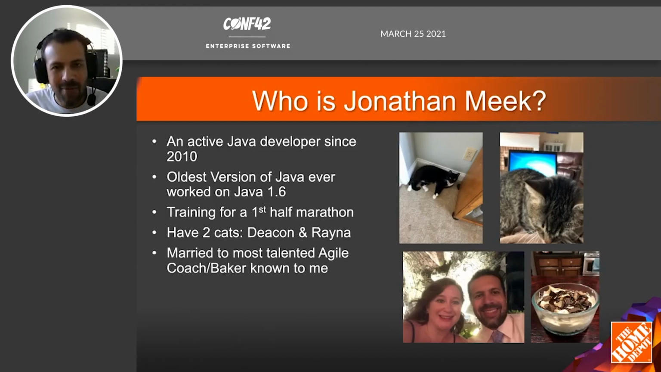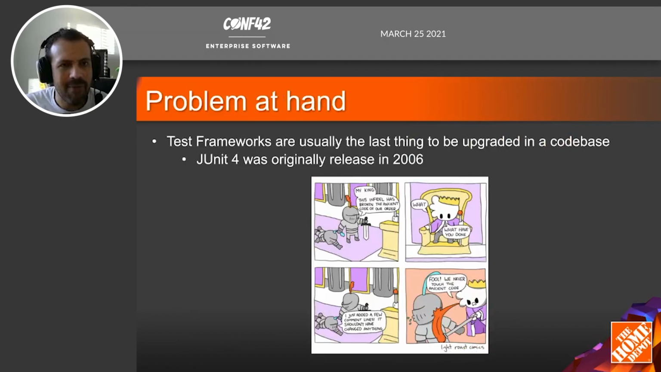So that's just a little bit of background on me, but let's go ahead and jump into what you came for, which was understanding that migration path for JUnit 4 to JUnit 5.